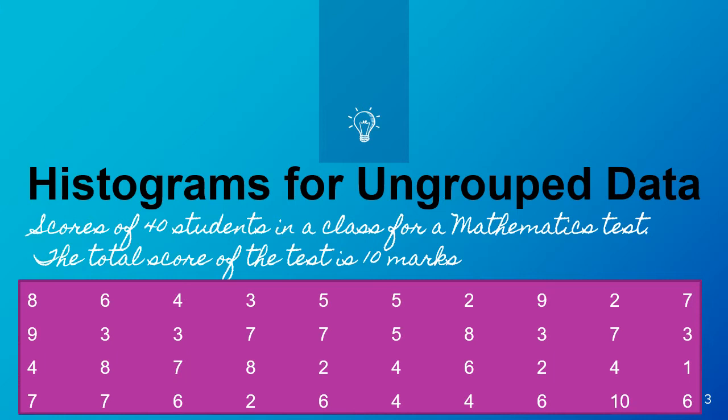So we have 8, 6, 4, 3, 5, 5, 2, 9, 2, 7, 9, 3, 3, 7, 7, 5, 8, 3, 7, 3, 4, 8, 7, 8, 2, 4, 6, 2, 4, 1, 7, 7, 6, 2, 6, 4, 4, 6, 10, and 6. So these are the scores of 40 students, where the total score of the test is 10.